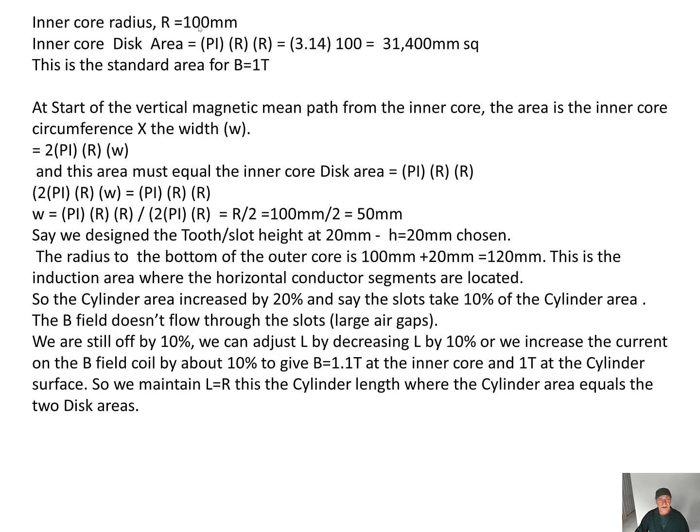Inner core radius is R = 100 millimeters. Inner core disc area equals pi R squared, which is 31,400 square millimeters. This is the standard area for B equals 1 Tesla.